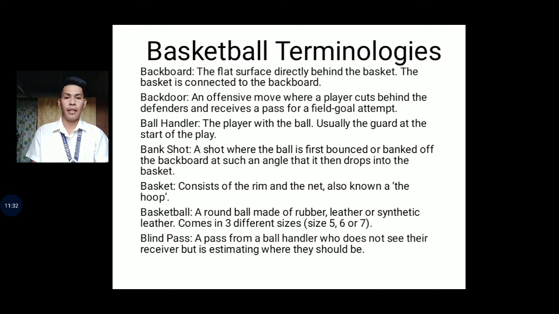Next is basket, which consists of the rim and the net, also known as the hoop. Basketball, a round ball made of rubber, leather, or synthetic leather, comes in 3 different sizes, 5, 6, or 7. And lastly, the blind pass, a pass from a ball handler who does not see the receiver but is estimating where they should be.